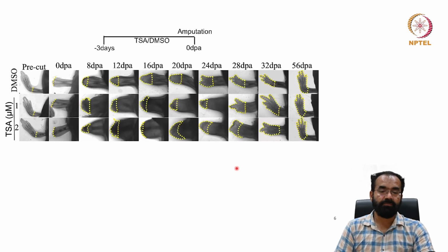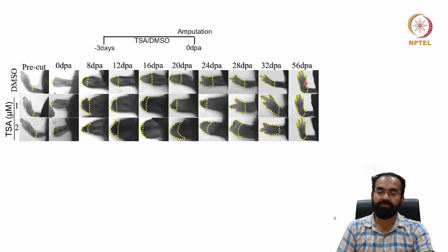We followed it up to 56 days in the same pre-treatment scenario. For the DMSO-treated one, you can see pre-cut, cut, 8 day, 12 day, 16 day, 20 day, 24 day, 28 day, 32 day, 56 day.